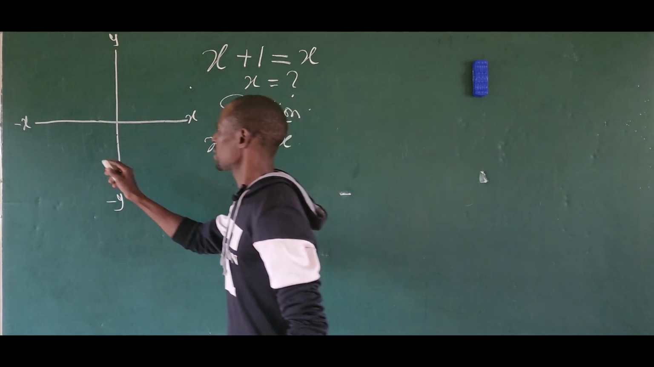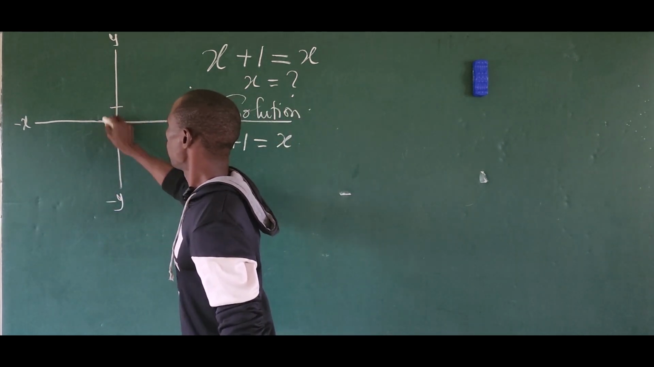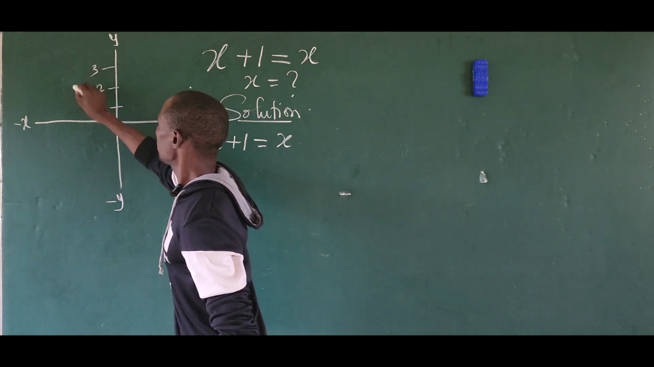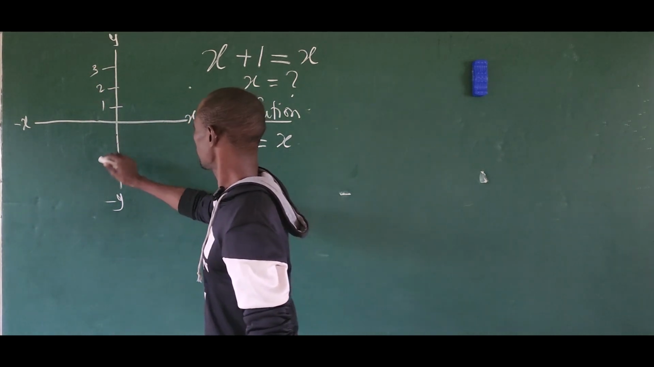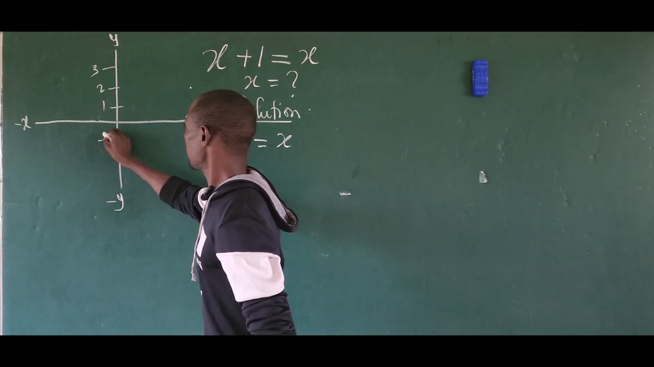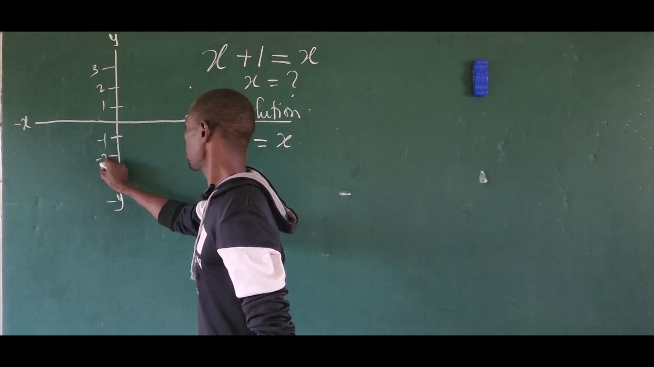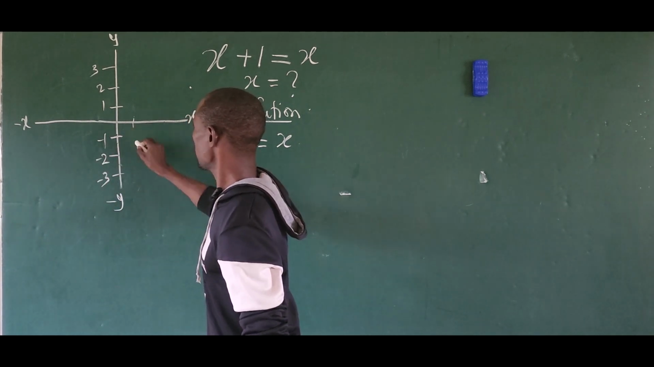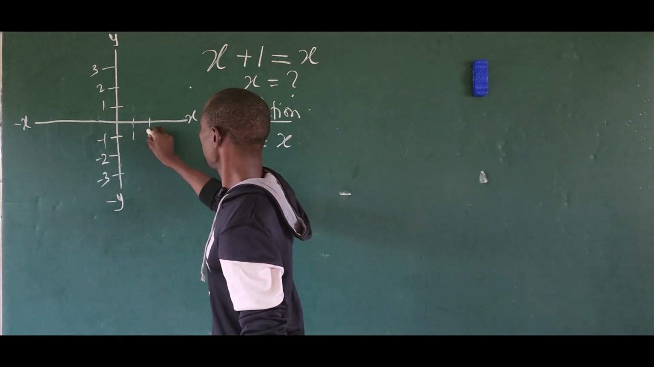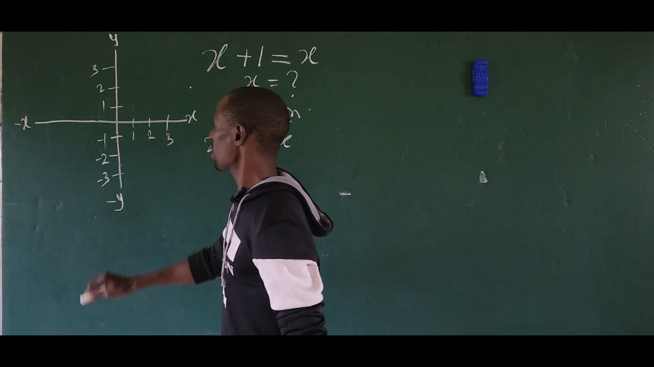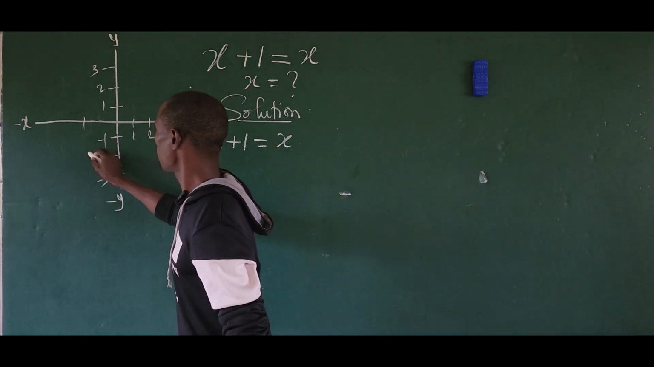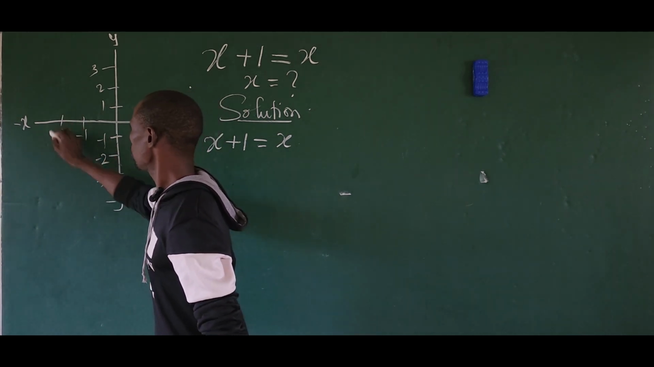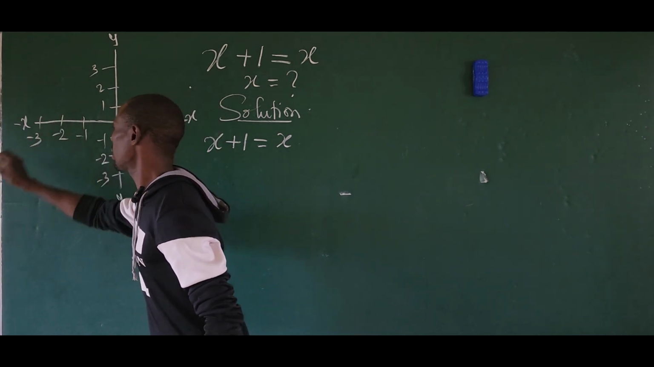So let's calibrate our graph. Here we have positive 1, 2, 3. Okay, let's stop at 2, 3. Then here we have negative 1, here we have negative 2, here we have negative 3. Here we have positive 1, positive 2, we have positive 3. On this other side, we're going to have negative 1, negative 2, and here we have negative 3.